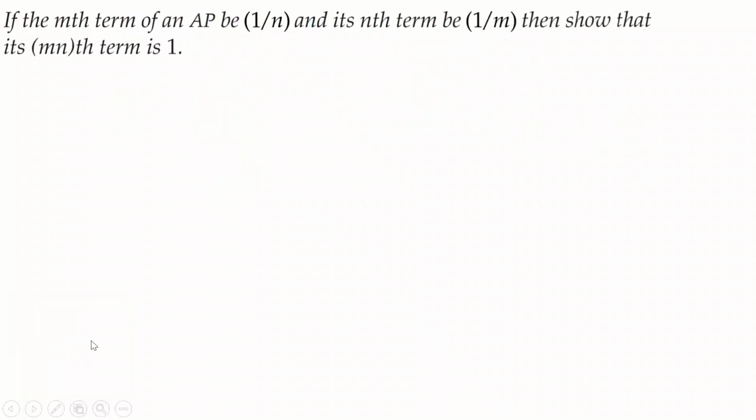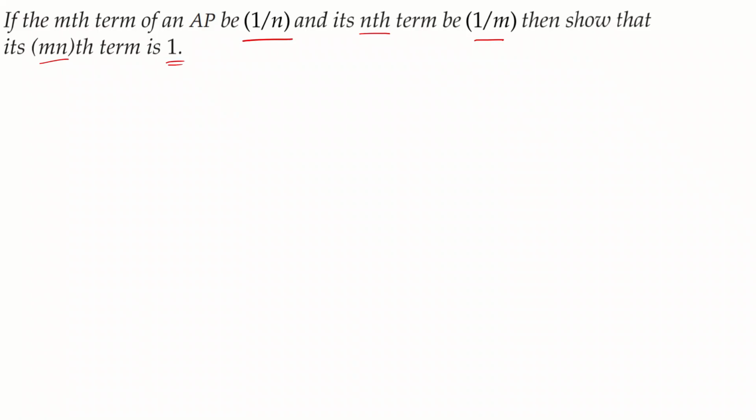Alright. Next question. If the mth term of an AP is 1 by n and its nth term is 1 by m, show that its mnth term is 1. So let's quickly follow the same rules as in the previous example. I'll suggest you please try it yourself.